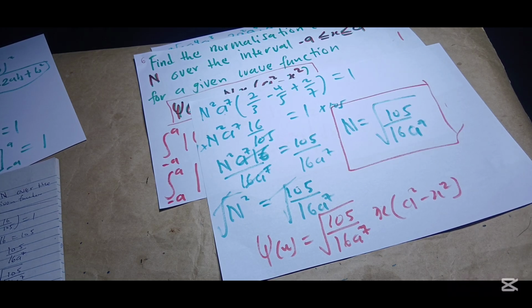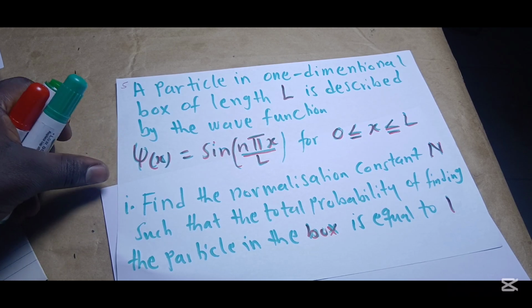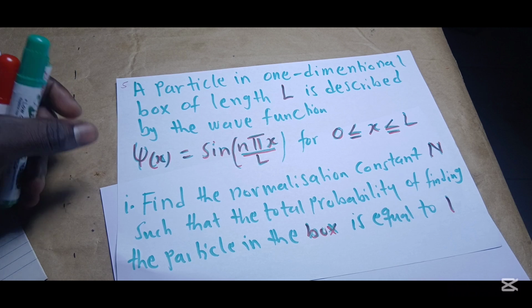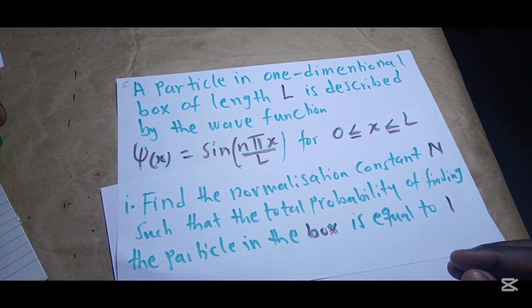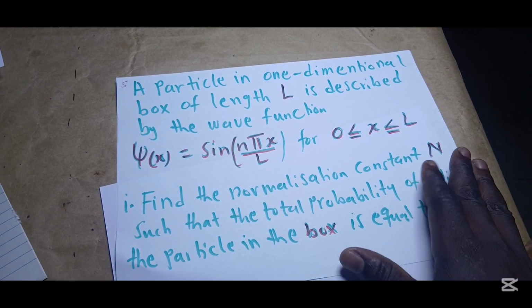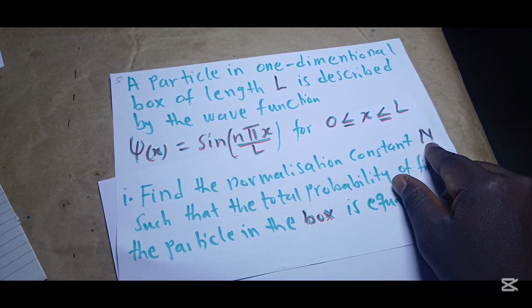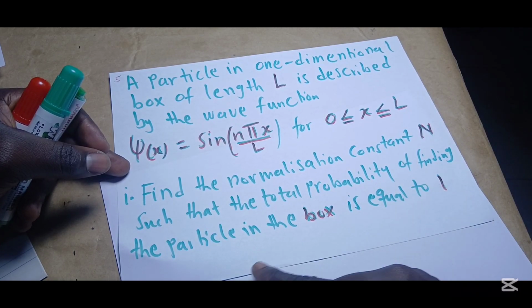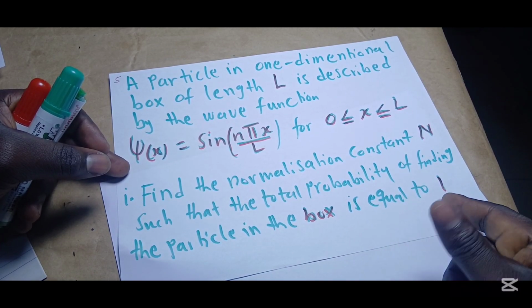So that is the main idea behind this whole thing. A particle in a one-dimensional box of length L is described by the wave function psi of x equals sine n pi x over L for the interval from 0 to L, that is, 0 is less than or equal to x, and x is less than or equal to L. Find the normalization constant n such that the total probability of finding the particle in the box is equal to 1.